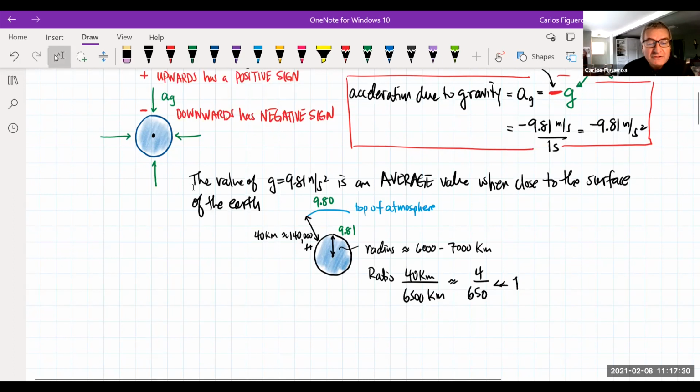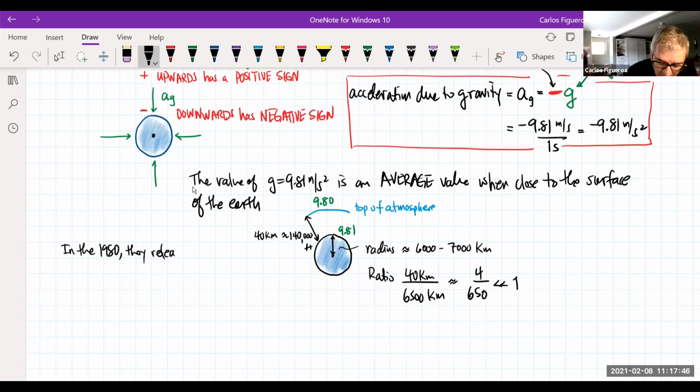Another thing that I think is really interesting is that, let me be careful, I think it was in the 1980s they released, and by released I mean the military, they released the data for the variations on G. And you might say, well, what do you mean by that?